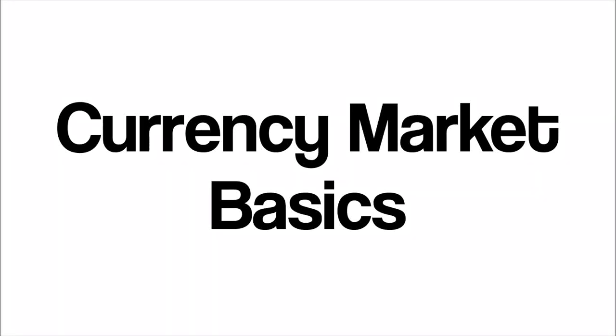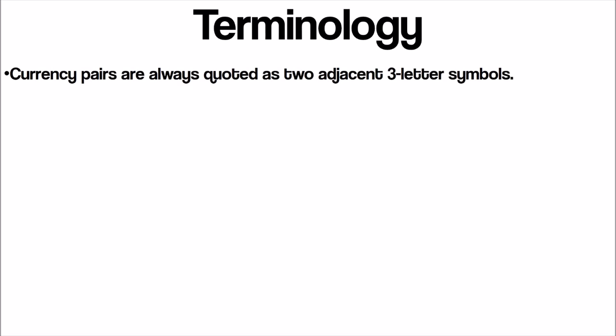Okay, so in this video, I'm going to quickly talk about the basics of the currency market. I'll start with the terminology, and that makes up quite a lot of this video. Currency pairs are always quoted as two adjacent three-letter symbols. When you're talking about currency, you can't really talk about currency on its own. You have to talk about currency with reference to something. And in the currency market, we're talking about the value of one currency with respect to another one. So it's a currency pair.